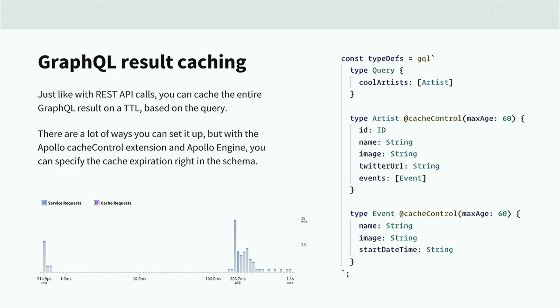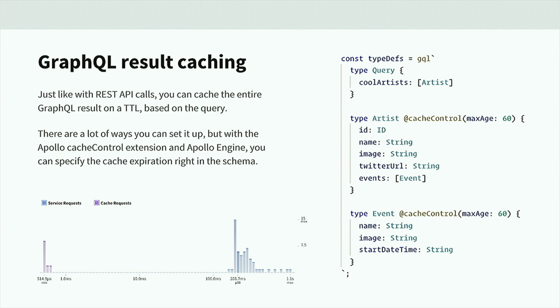And then the last thing I mentioned is GraphQL result caching. And one of the things you can do, actually, is we've got a spec for cache control built into GraphQL we call Apollo Cache Control. And what it lets you do is actually annotate different parts of your schema with the amount of time that that type of data might be cached for.